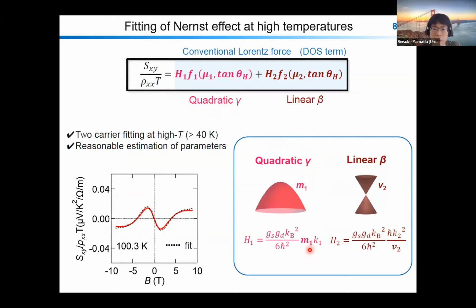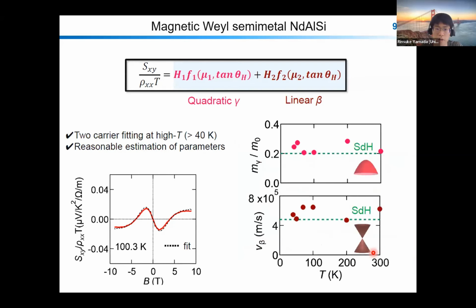From this fitting, we can extract the band parameters such as effective mass or the Fermi velocity. Here I plotted the extracted mass and Fermi velocity at different temperatures. We found that these extracted parameters show a good agreement with the quantum oscillation analysis. This result supports that our analysis is quantitatively correct.